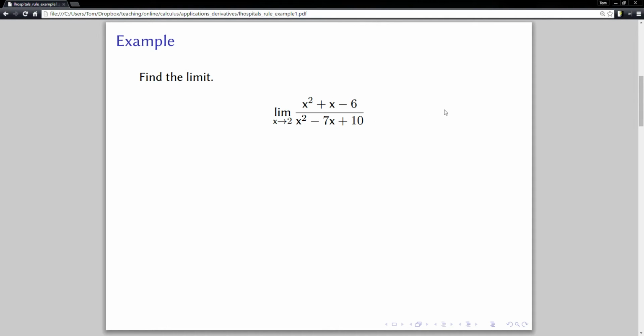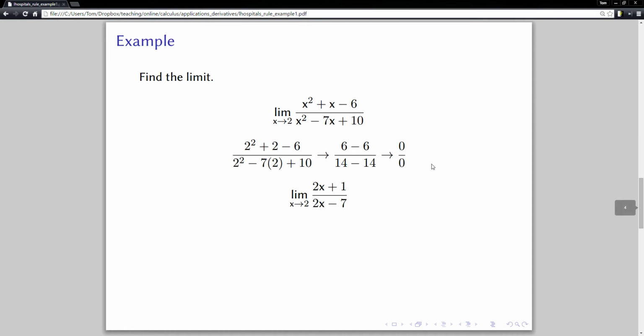All right, so first thing that we're going to do is plug in the 2 and see what we get. When we plug in the 2, right on top we'll get 6 minus 6. On the bottom we get 14 minus 14, so we wind up with 0 over 0. So this is indeed a L'Hopital's rule problem, and you always need to double check that you are in that situation, 0 over 0 or infinity over infinity.